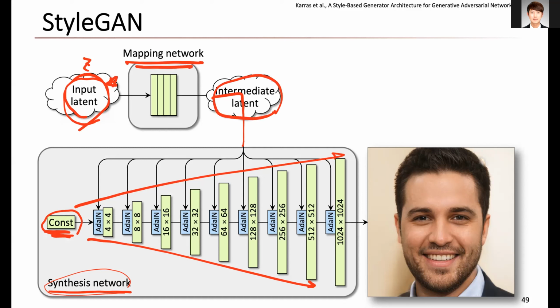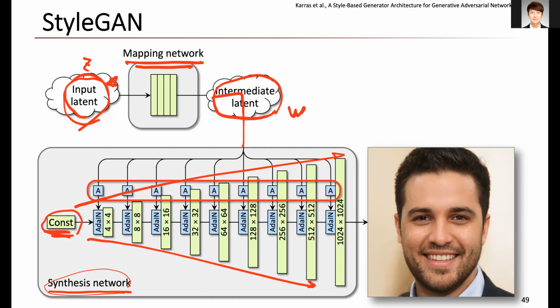One more thing is that this is latent vector Z, and after the mapping network, maybe just like an MLP module, we get the intermediate latent, which is denoted by W in general. So this intermediate latent vector can be injected into every layer in the generator or the synthesis network.